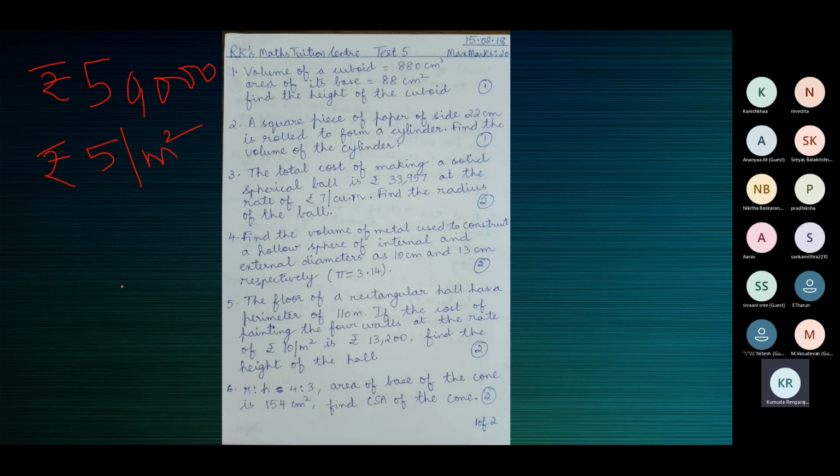What is 50,000 by 5? On the area of 4 walls, ma'am. So 50,000 by 5 is 10,000 meters square. For 1 meter square, 5 rupees. To paint an area of 1 meter square, the charge is 5 rupees. So how many square meters are there on the wall? That is the area of the 4 walls. So 50,000 by 5, 10,000, represents the area of the 4 walls.